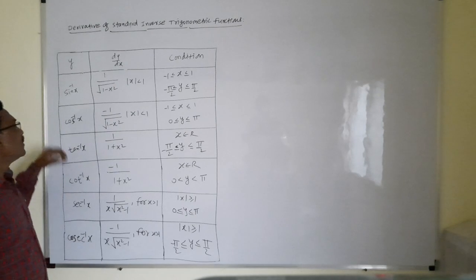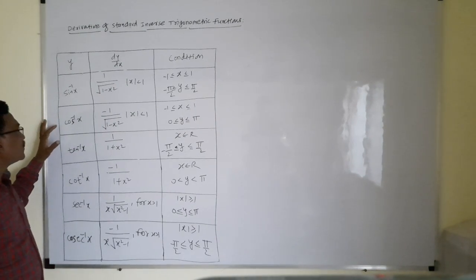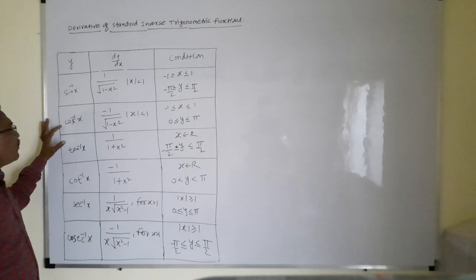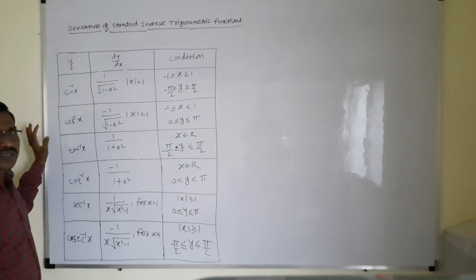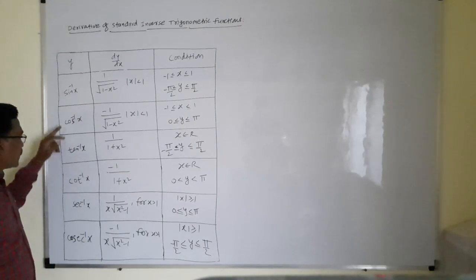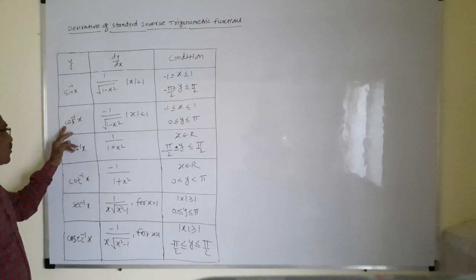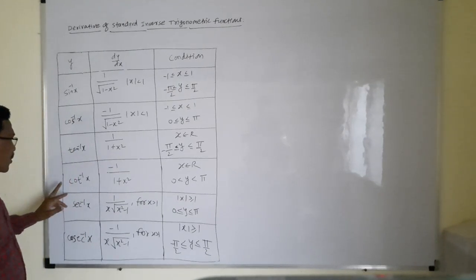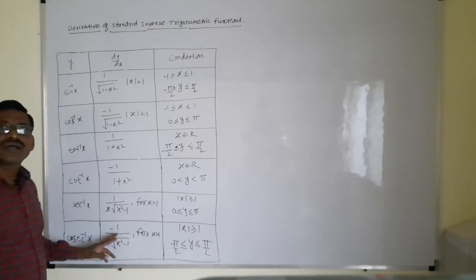So in this way, for the derivatives of inverse trigonometric functions whose name starts with the letter C, the derivative is minus. Cos inverse of x is minus, cot inverse of x is minus, cosec inverse of x is minus 1.